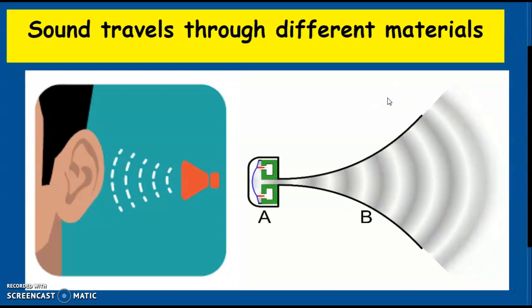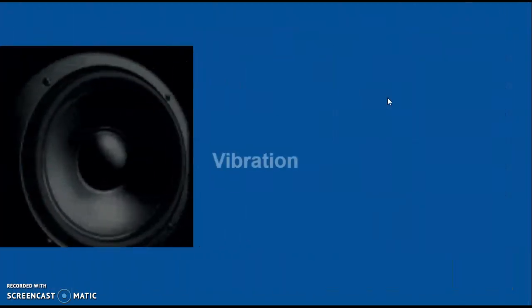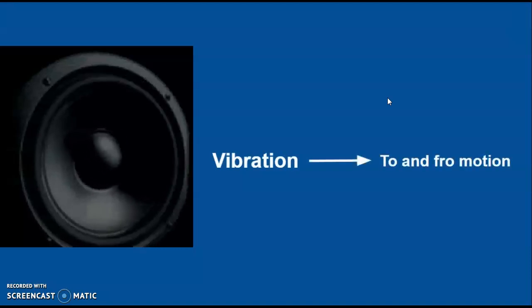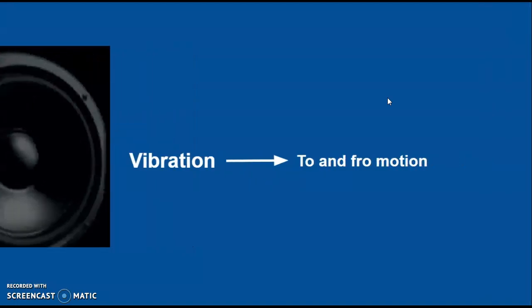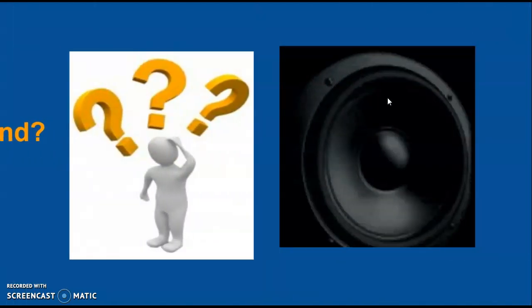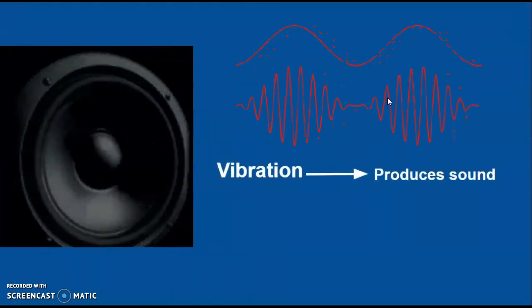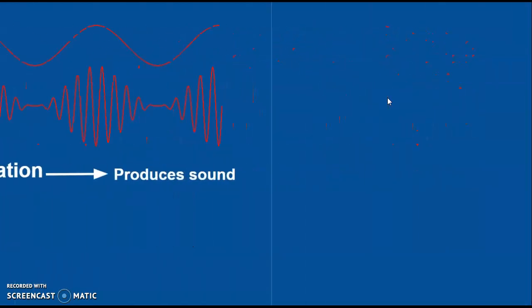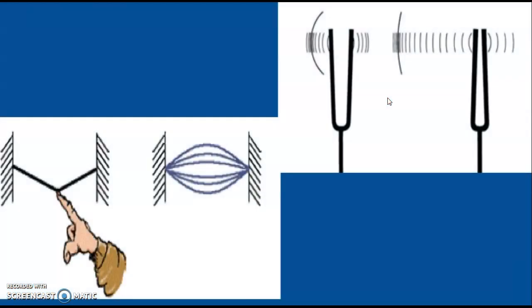Dear learners, we know that a vibration is nothing but to and fro or back and forth motion of the body. Do you know what produces sound? It is vibration that produces sound. So if we set any body into vibration, it will give us some sound. Some vibrations we can clearly see, but some we can't.